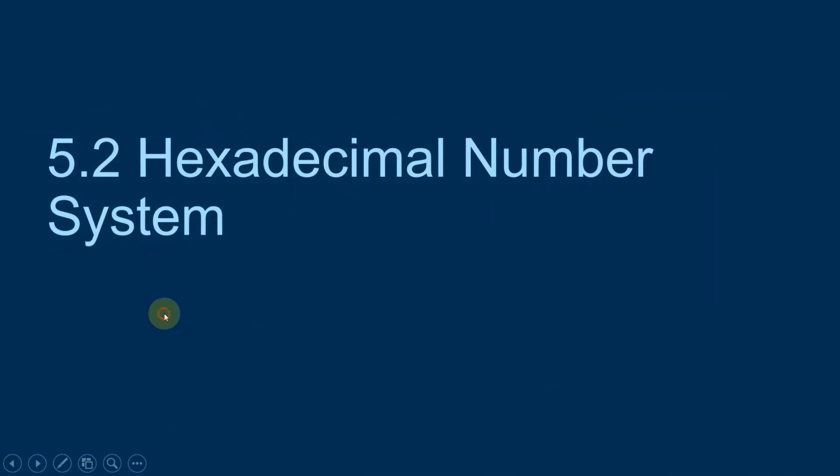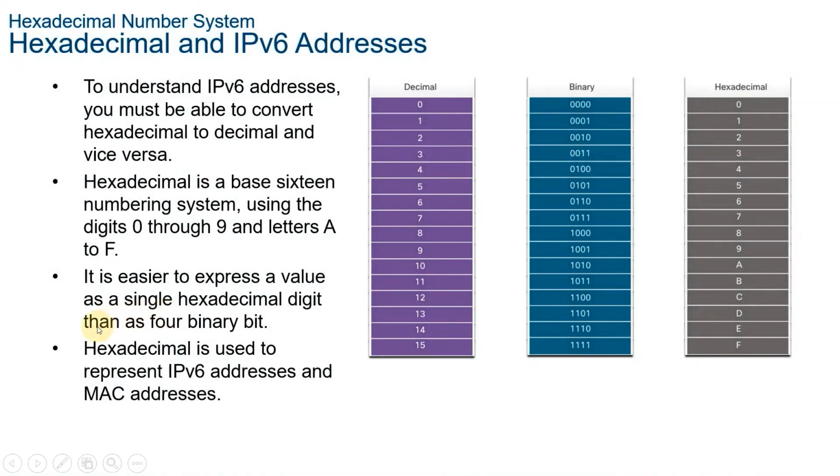Hexadecimal number system. Now you know how to convert binary to decimal and decimal to binary. You need that skill to understand IPv4 addressing in your network. But you are just as likely to be using IPv6 addresses in your network. To understand IPv6 addresses, you must be able to convert hexadecimal to decimal and vice versa.